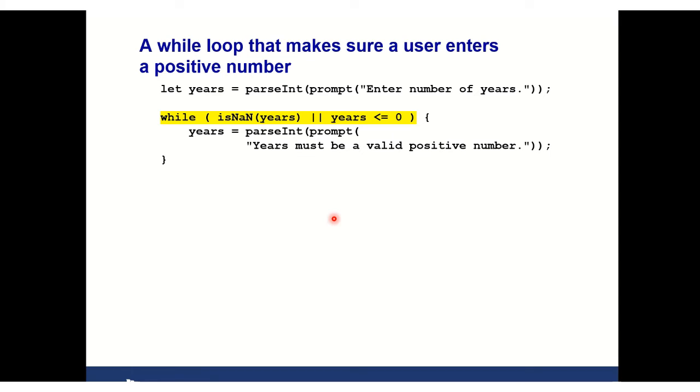Now after you get the years, if isNaN(years) equals true, let's say I write some word instead of a number, then it will be true. Or years less than or equal to 0, then you should say, years must be a valid positive number. Okay, so this is a typical usage of a while loop.